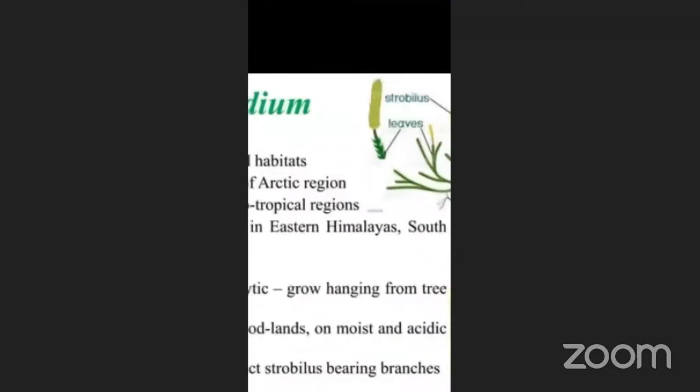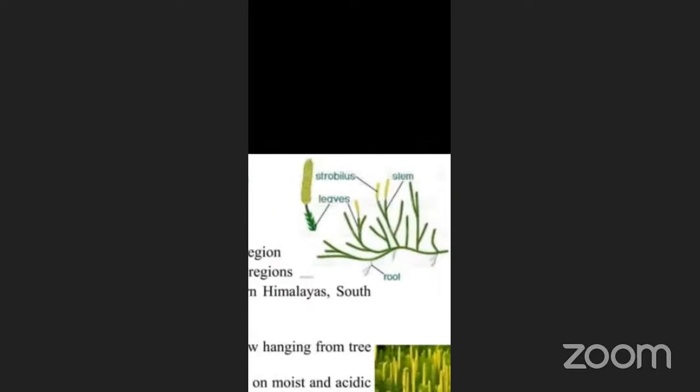The members of Lycopodium, around 400 species, are found in the tropical and subtropical regions worldwide. They are commonly called club mosses or ground pines. Why do we call them club mosses? Here, at the apex of the plants, club-like structures are there. That is the cones. See here, the yellow colored strobili are present.